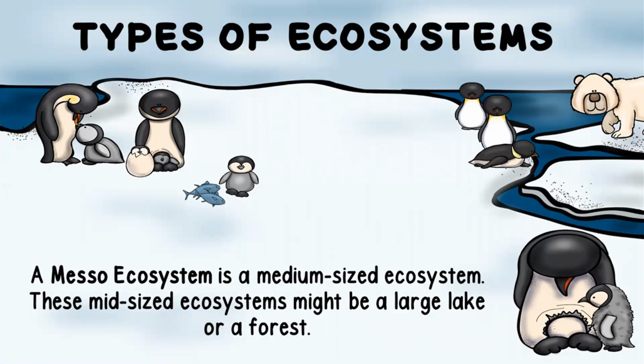A meso ecosystem is a medium-sized ecosystem. These mid-sized ecosystems might be a large lake or a forest. So if you have ever been to a lake or to a park and there's a little bit of a wooded area by the park, that could be a meso ecosystem. It's kind of a medium-sized one, a middle of the road ecosystem.